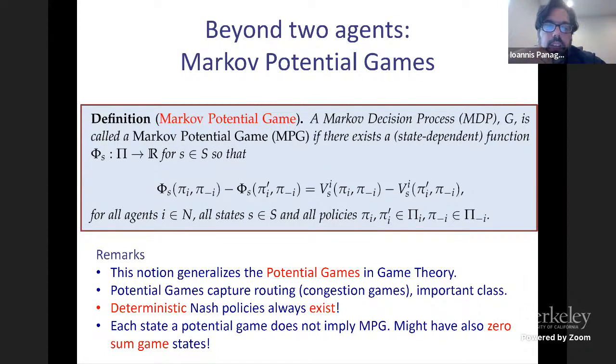And what is cool about this class is that we can also show that deterministic Nash policies always exist. By deterministic, I mean that if an agent is at a particular state, it plays an action with probability 1.